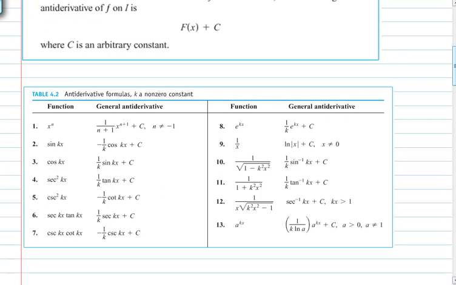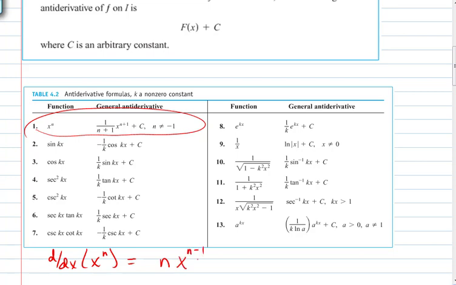Here's a table of common antiderivatives. The most important one, I think, is this one right here. It's the new power rule. The trig functions will occur. Remember when we took the derivative with respect to x of x to the n? What we said was we bring the n down, subtract 1 from the exponent, right?